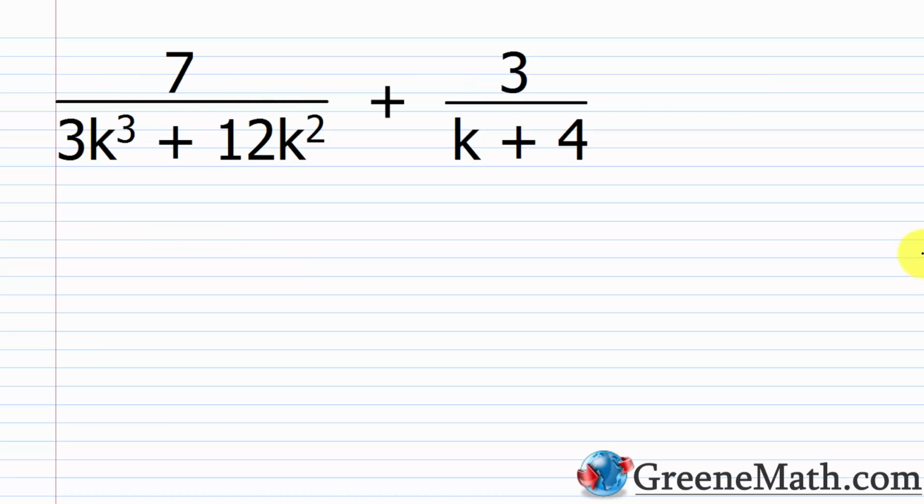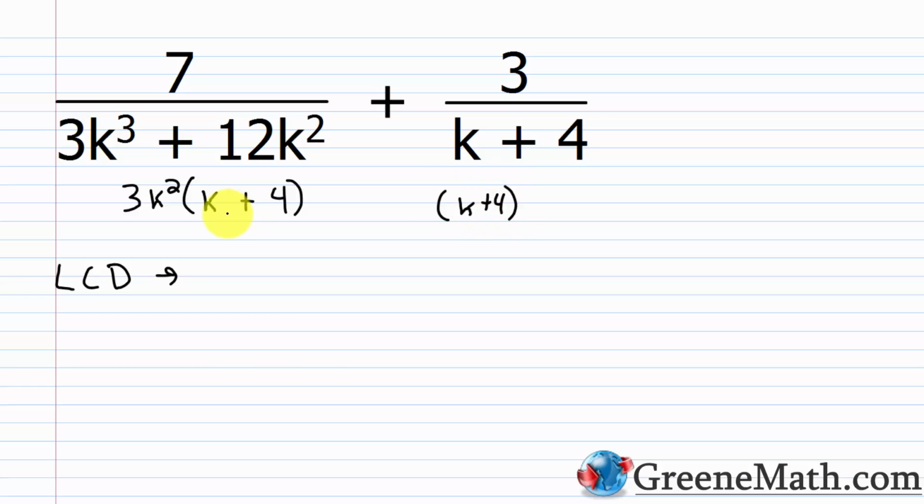We have 7 over 3k cubed plus 12k squared, plus 3 over k plus 4. So the first thing I want to do is find my LCD. The way I do that is I factor each denominator. If I factor this denominator, I could pull out a 3k squared, and that would leave me with what? I pull that out from here, I'd get k, and then plus, if I pull that out from here, I would have a 4. Now this over here is k plus 4.